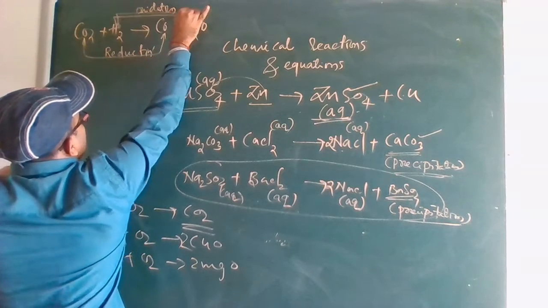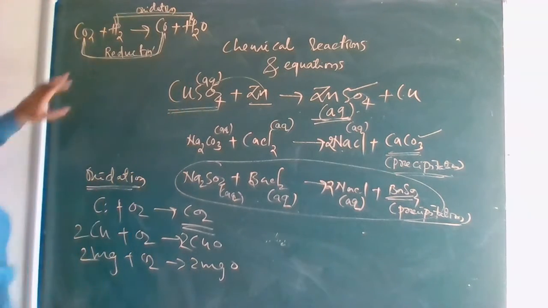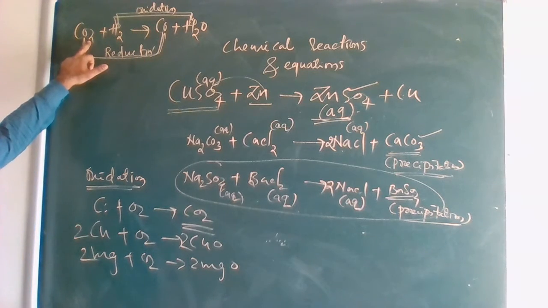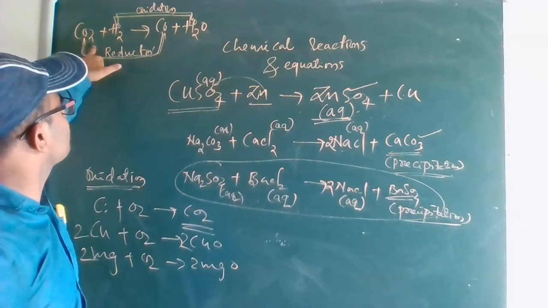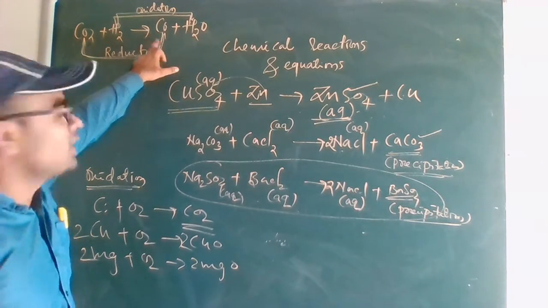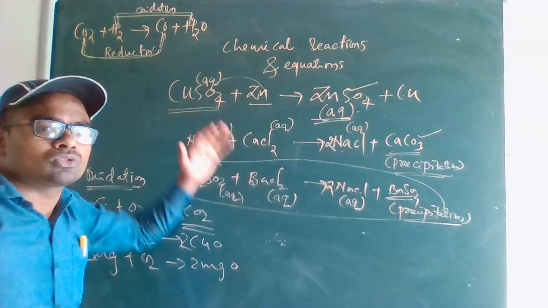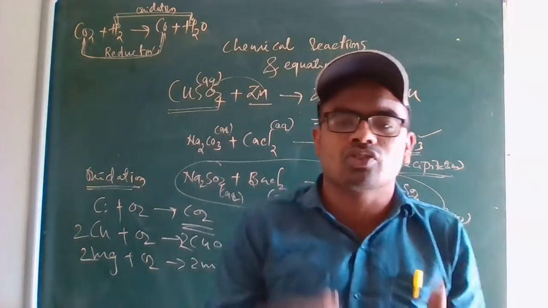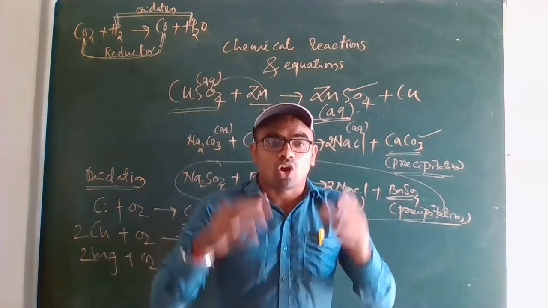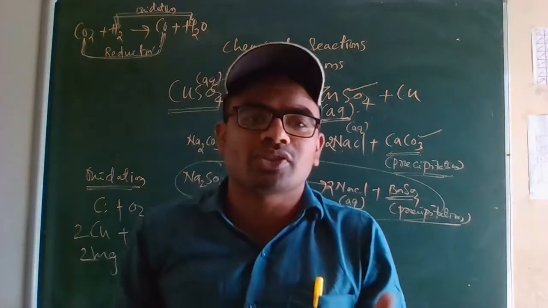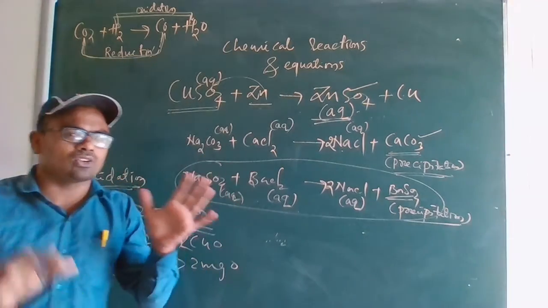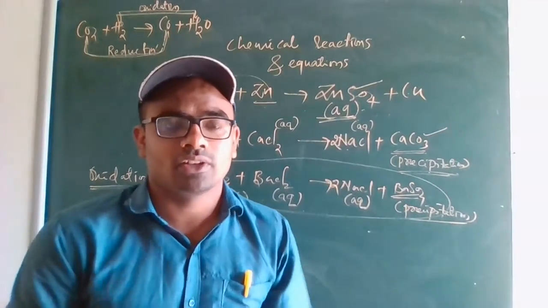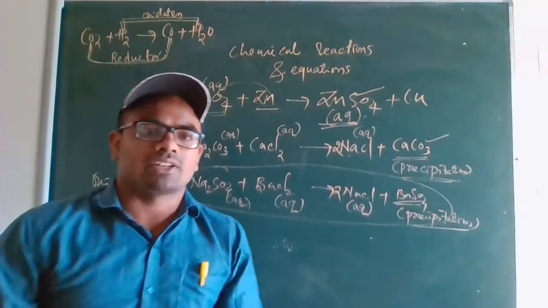Gain of oxygen is oxidation, loss of oxygen is reduction. Note it. Here there are 2 O's, but only 1 O is present here. That means 1 O is lost. So that is called reduction. Loss of oxygen is reduction. Gain of oxygen is oxidation. Loss of hydrogen is oxidation. Gain of hydrogen is reduction. But they have asked only regarding oxidation. I hope you all are understanding.